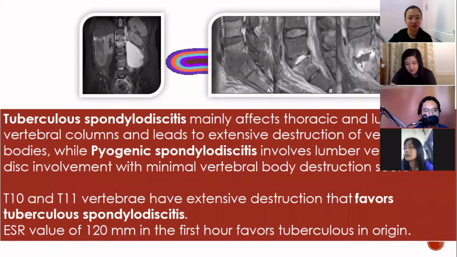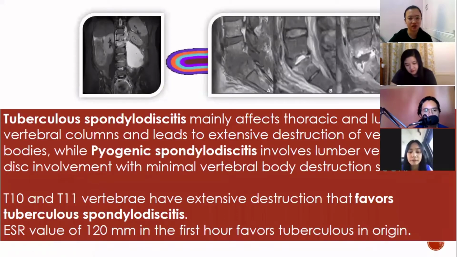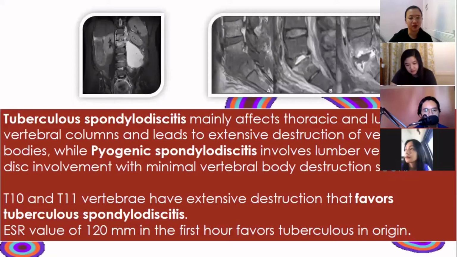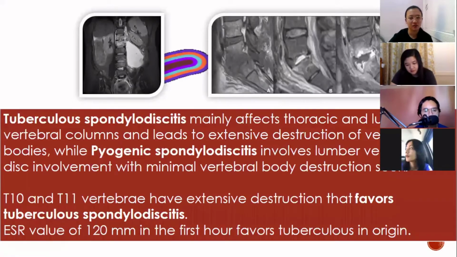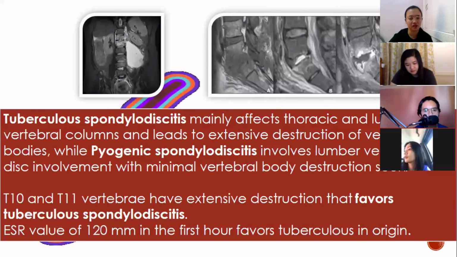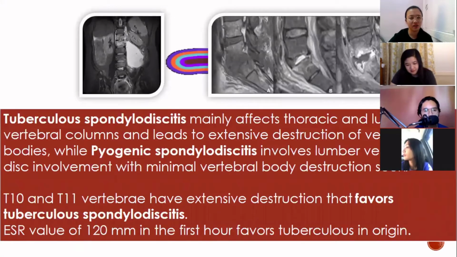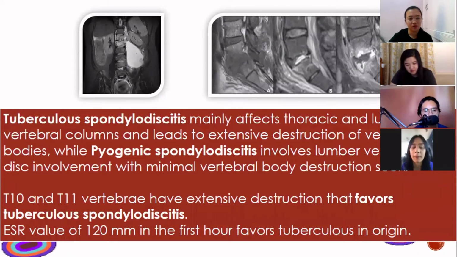Tuberculous spondylodiscitis mainly affects the thoracic and lumbar vertebral columns and leads to extensive destruction of vertebral bodies, while pyogenic spondylodiscitis involves the lumbar vertebrae and disc, with minimal vertebral body destruction seen. T10 and T11 vertebrae have extensive destruction that favors tuberculous spondylodiscitis. As you can see, the T10 and T11 vertebrae in the image have extensive destruction. An ESR value of 120 mm in the first hour favors tuberculous origin.